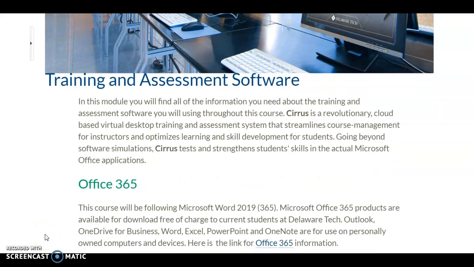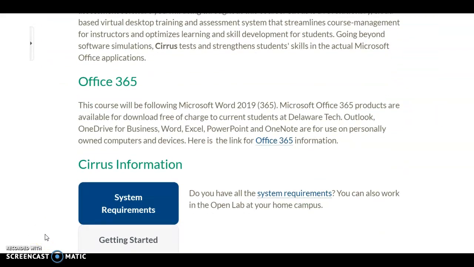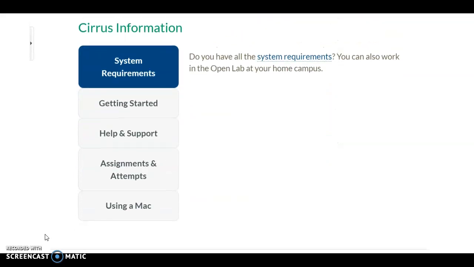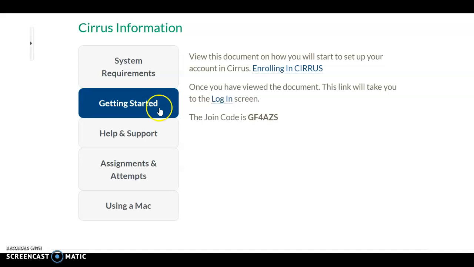So when you go into the Cirrus tab in D2L, you're going to see different information that you're going to need. In regards to the system requirements, will you be able to work in the open lab or at your home computer? I've also provided information on getting started, how you will enroll in Cirrus, the link that will take you to the login screen, and I will provide the join code, which will look something similar to this. You will have the access code when you purchase it from the bookstore. And remember, you can get it at the Owens bookstore.